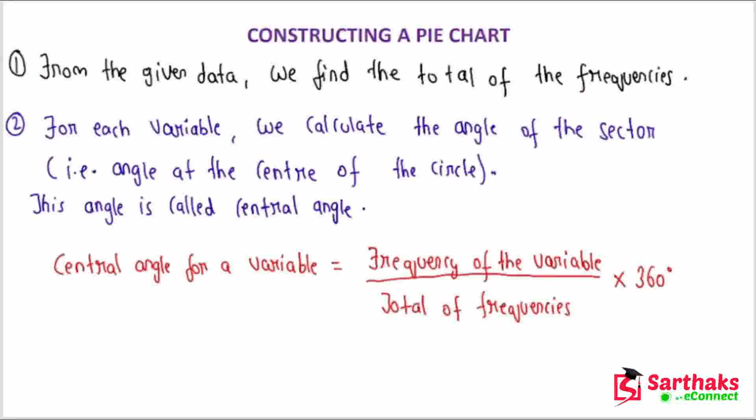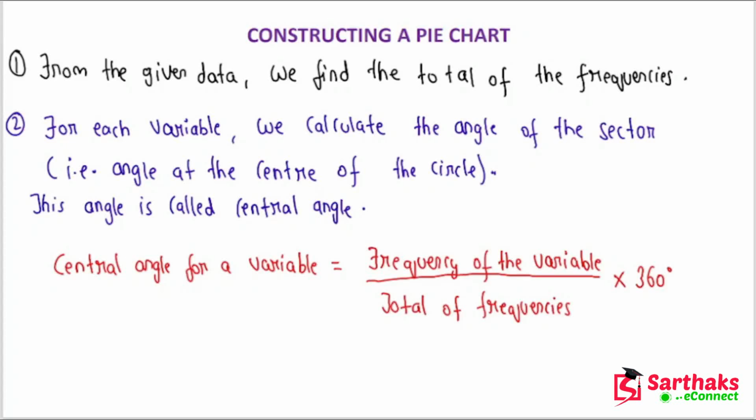Okay, so this is the first step. From the given data we find the total of frequency. What is the second step? For each variable we calculate the angle of the sector, that is angle at the center of the circle. This angle is called central angle. How do we calculate it? We will find the frequency of the variable for which we have to calculate the angle.